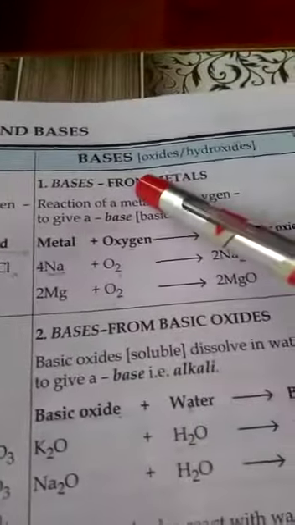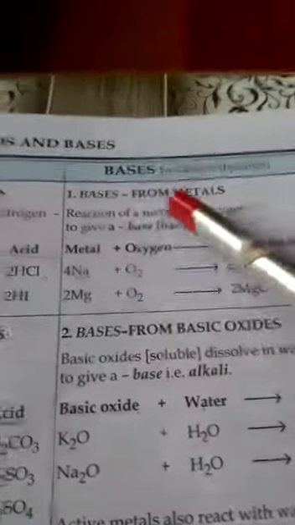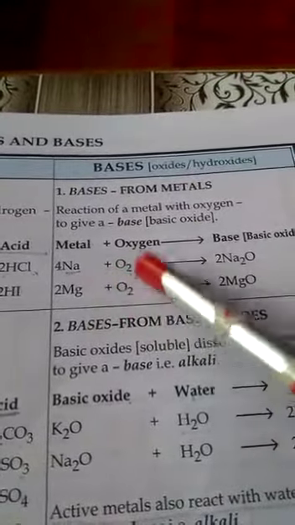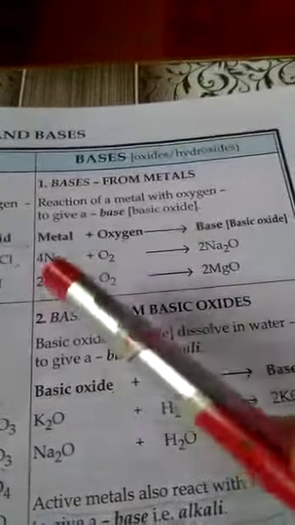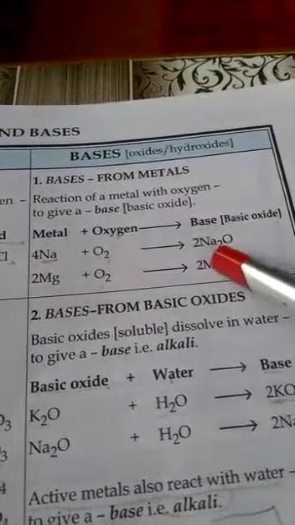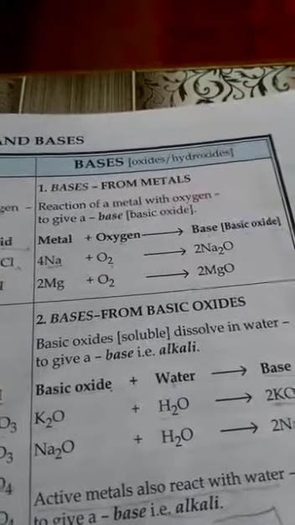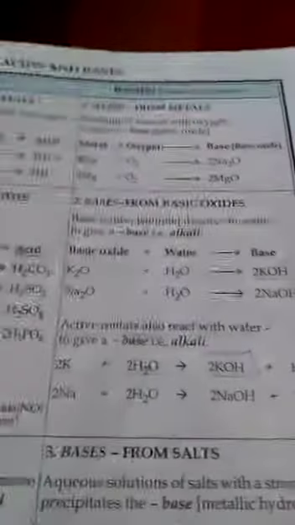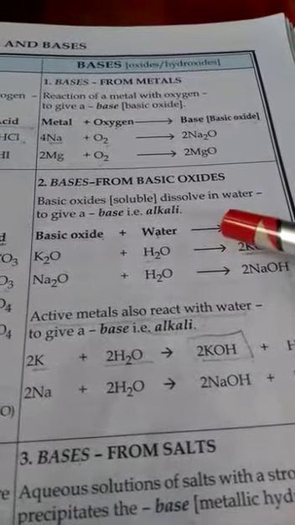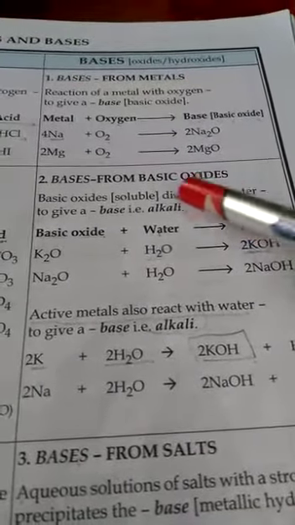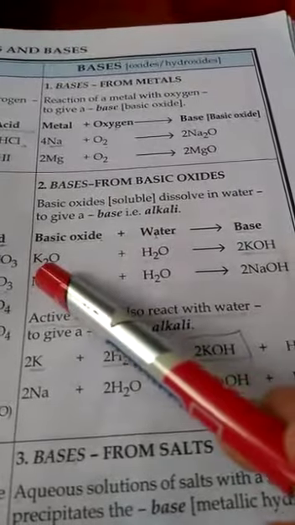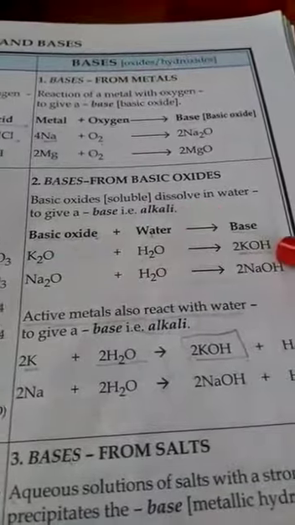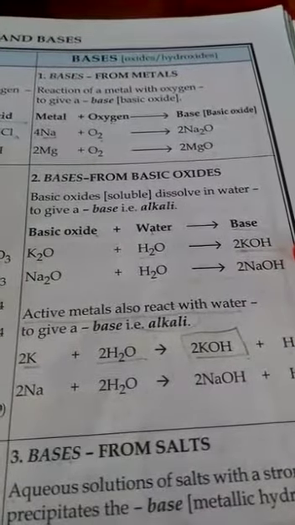Now come to formation of bases. Bases can be prepared from metals. When these metals react with oxygen, then they form a base. Sodium when reacts with oxygen, it forms sodium oxide, that is a basic oxide. Magnesium when reacts with oxygen, it forms magnesium oxide, that is also a basic oxide. Bases can be formed from basic oxides also, like this potassium oxide. When this potassium oxide reacts with water, it forms an alkali, that is potassium hydroxide.